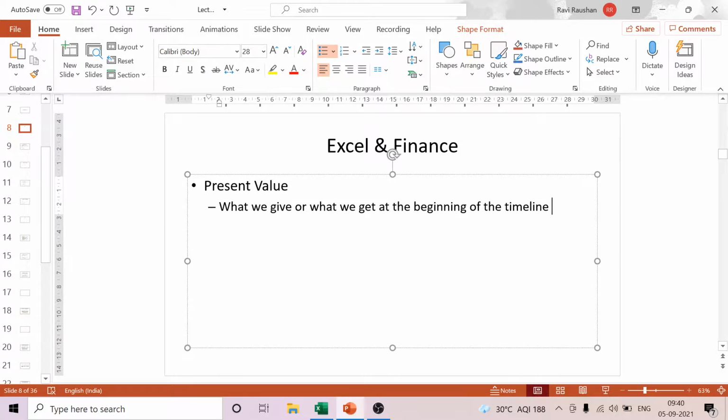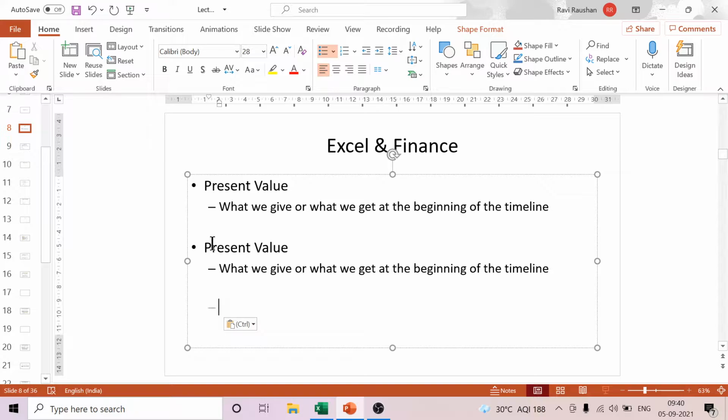Right. Then we deal with something we call the future. Of course, you have a present value, then you have a future value. And the future value is exactly the reverse of the thing that we are talking about, right? So what we give or what we get at the end of the time. So if you've taken a loan, you are supposed to return everything at the end of the loan. Or, if you have invested, at the end of the period, you are supposed to get back something.